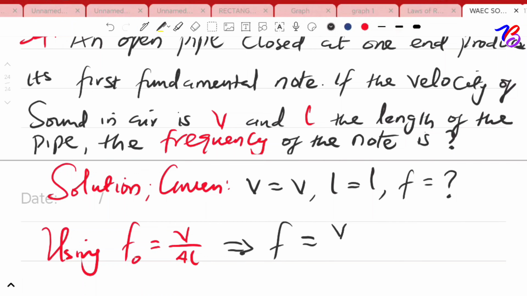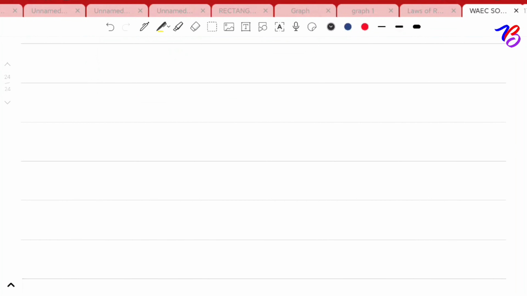Okay, all divided by 4 multiplied by our L, which is given to be L. So multiply by L by substitution. So this gives us our final answer.